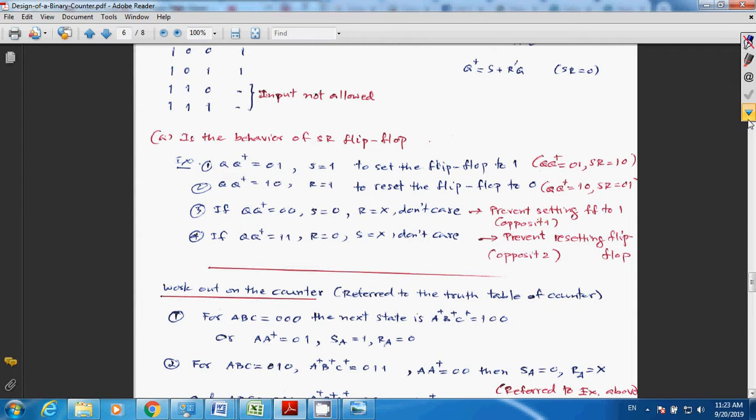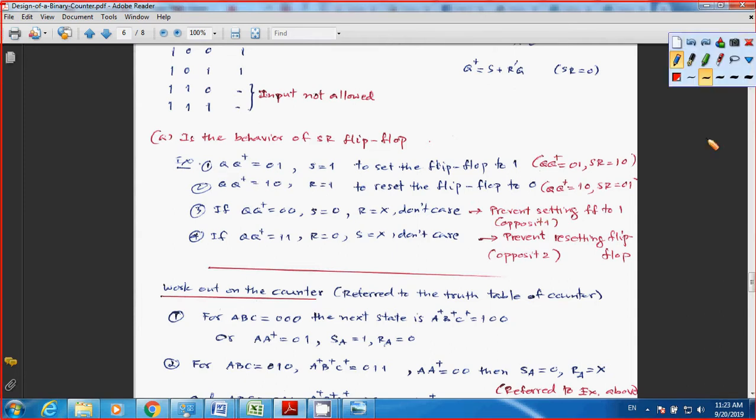And you're probably familiar with this: Q Q plus equal to 0, 1. So you take a look at the Q plus, 1. That means you set the flip-flop to 1, or the output or the next state to be 1. So your SR is 1, 0. And for Q Q plus equal to 1, 0, you take a look at this one, 0. That means you reset the flip-flop to be 0. And your SR is 0, 1, because R equals 1.